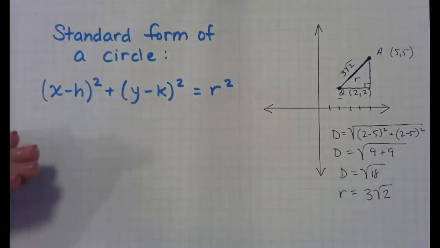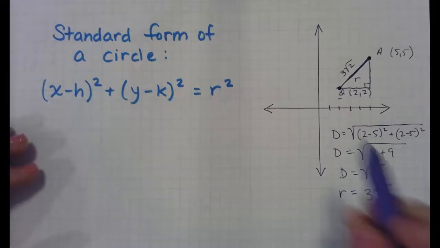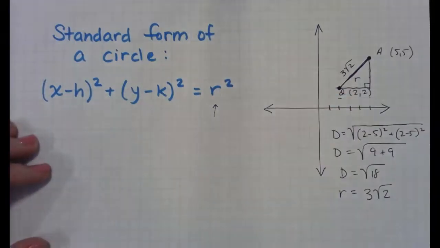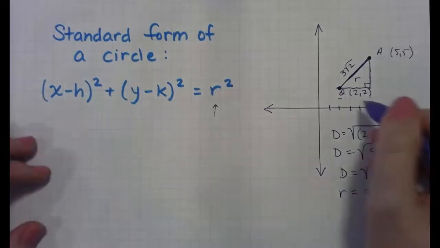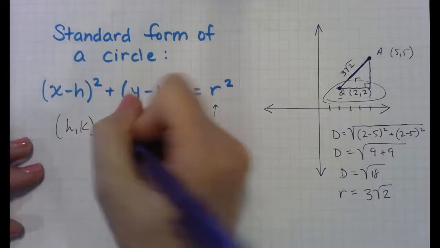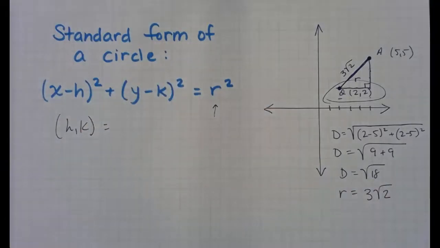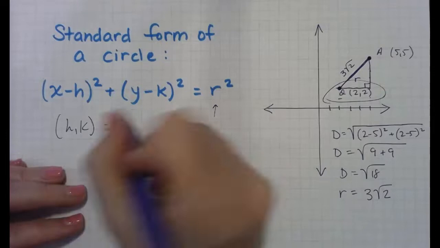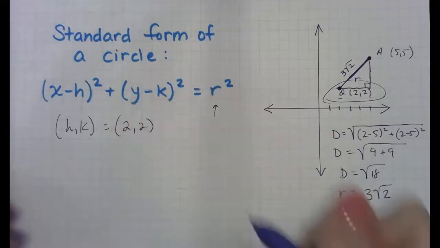So does this allow us to write the standard form? Yes, it does, because I now know what I can substitute in for R. I also was given the center point. The center point is going to go in the spot for H and K, just like you saw in Algebra 2 when you were given the vertex form of a parabola. HK was the vertex of that particular conic section. A circle is also a conic section, so the center point is going to be 2, 2 as well.